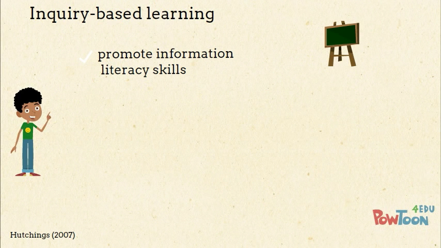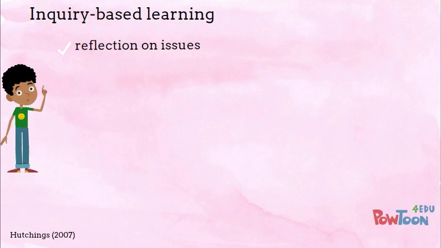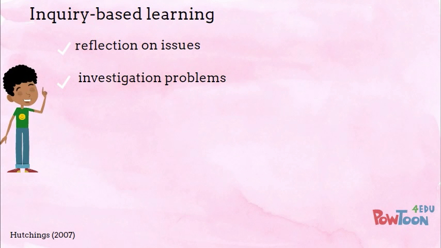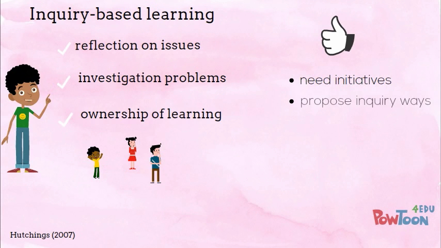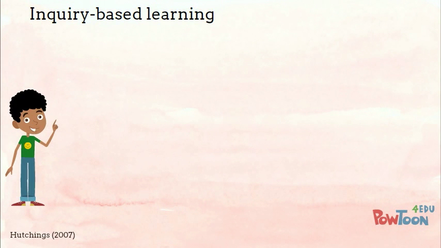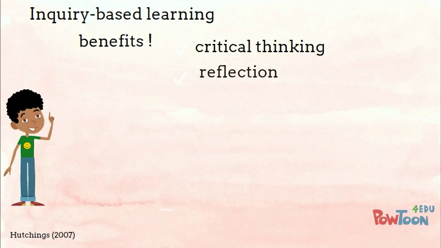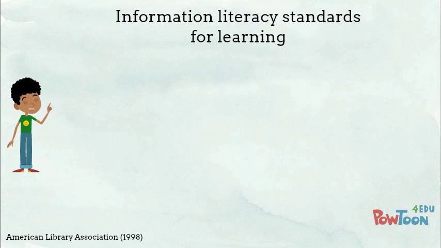Hutchings states that in inquiry-based learning, students have to make their own decisions about appropriate ways of approaching the issues. They need to reflect on what is already known about an issue, and carry out investigations to respond appropriately to issues. This learning method implies the ownership of students because the process is student-centered and they need to take initiatives, propose ways of inquiry and continue them thoughtfully. This will result in intellectual and social capabilities such as critical thinking, reflection, teamwork, independence, and they will become information literates.